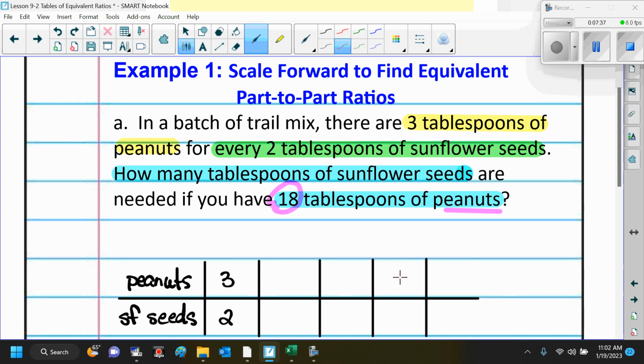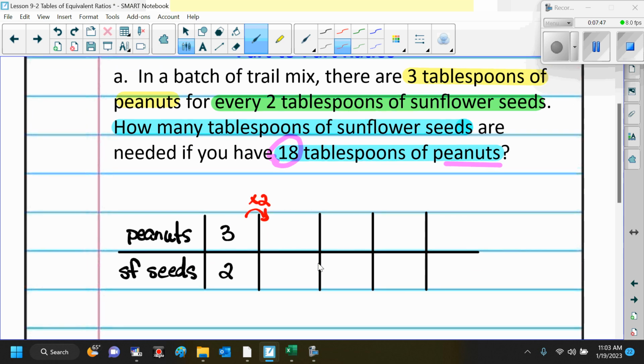And remember, scaling forward is multiplying, right? So the first thing we're going to do is multiply times 2. And if I multiply times 2 for the peanuts, I have to multiply by 2 for the sunflowers. So that's going to be 6 to 4. There's my first equivalent ratio. Is everybody with me?